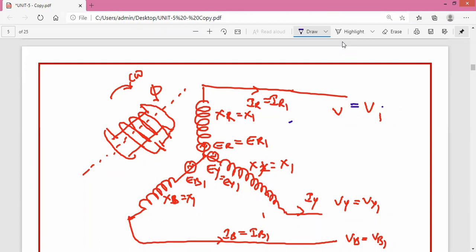So this can be replaced with VR1 plus VR2 plus VR naught. And similarly here also IR1 plus IR2 plus IR naught. I am writing only for the R phase, so the remaining phases are also the same. So ER1 plus ER2 plus ER naught. So now whenever there is a fault existing, these balanced parameters are becoming unbalanced, and these are represented with respect to all the three sequence components.